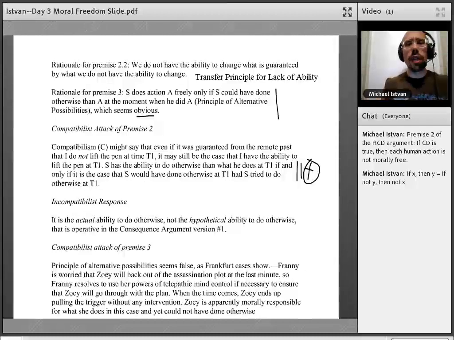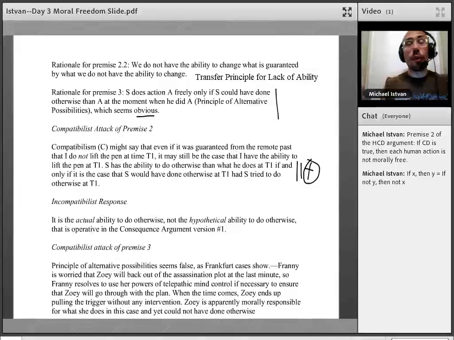Let me make this concrete for you. Imagine it's the case that even though it has been determined that I don't lift the pen at time 1, I would have lifted it if I tried. If what we just imagined is true, that even though it was determined that I don't lift the pen, I would have lifted the pen if I tried, which actually seems pretty reasonable. After all, I'm a human. I'm the sort of creature that can lift pens and not. If what we just imagined is true, that means that I have the ability to do otherwise, even if CD is true.